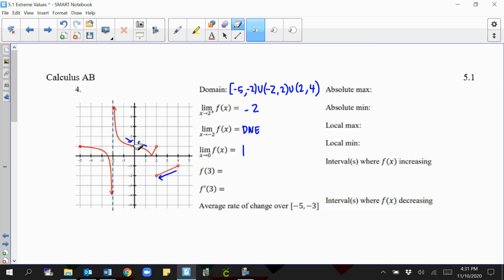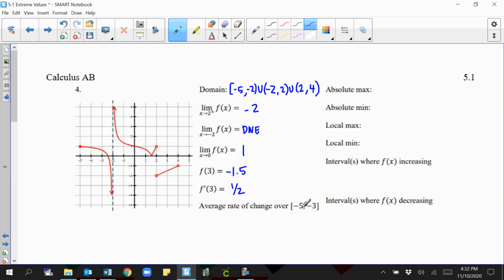All right, I'm going to clear some of my drawings off the graph. Our next one says f of 3. So at 3, our f value right here, it looks like it's -1.5. And f prime of 3, remember, is the slope of this line. So from this point to this point, I go up 1 and then over 2. So it's going to be 1/2.